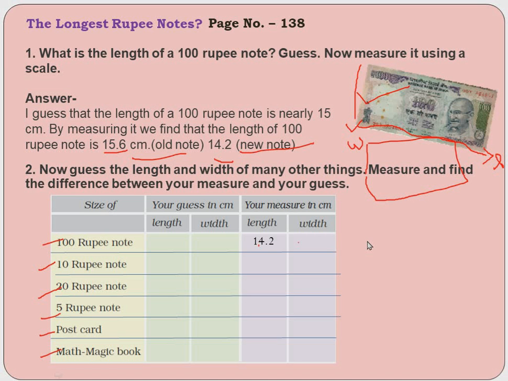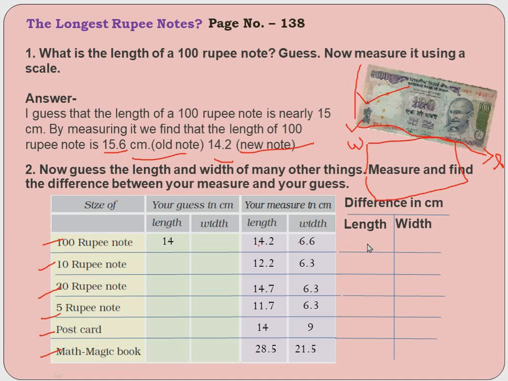For example, I got the measurements of the 100 rupee note like this, and the 20 rupee and 10 rupee notes are all mentioned here. And this is the postcard. The postcard is a normal size of 14 into 9, that is 14 is the length and 9 is the width. And then your math magic book, length 28.5 and width 21.5. And then they ask you to find the difference in length and width.